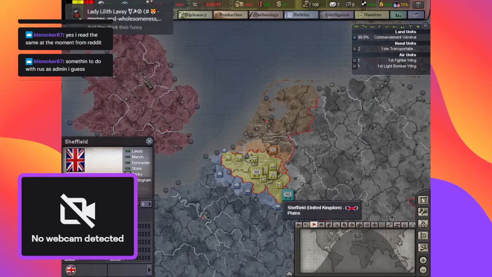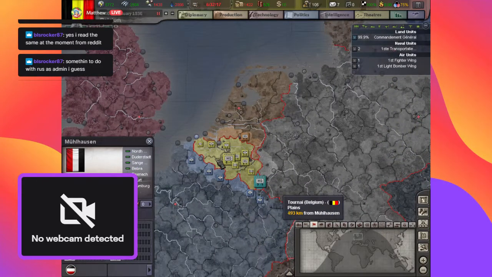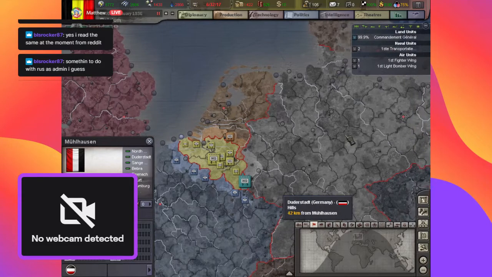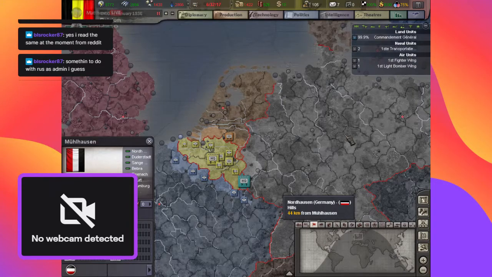So if Germany, for example, doesn't want to invade Belgium, they want Belgium to join their side, what you would do is, as Germany, influence the elections in Belgium, either to a point that your side wins the election, or you can do a coup. Yeah.